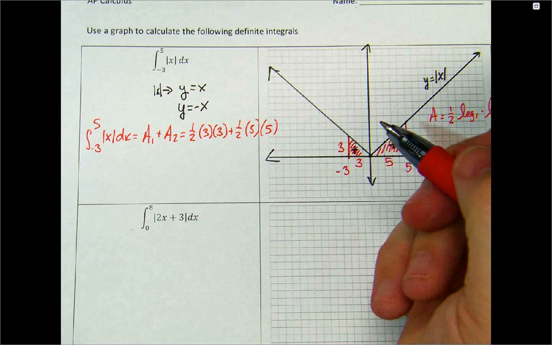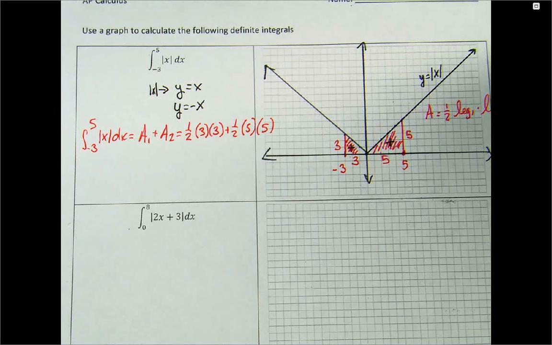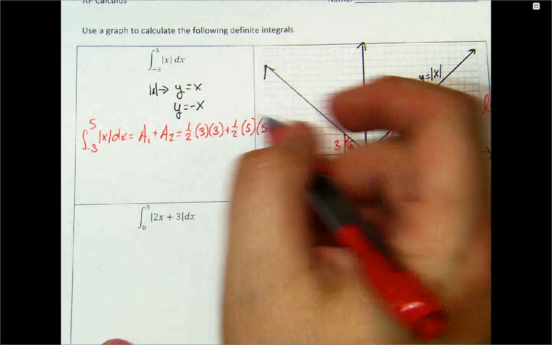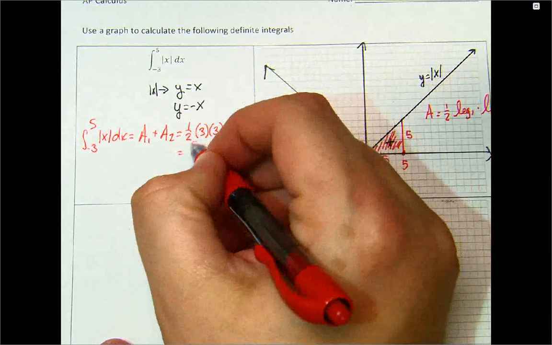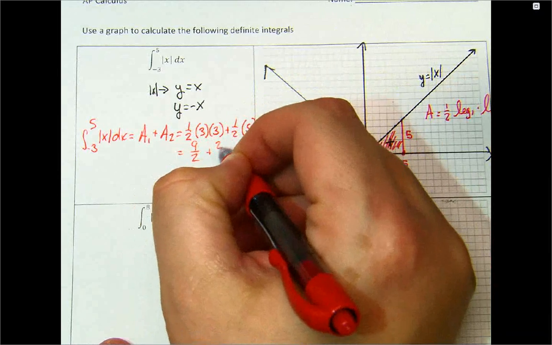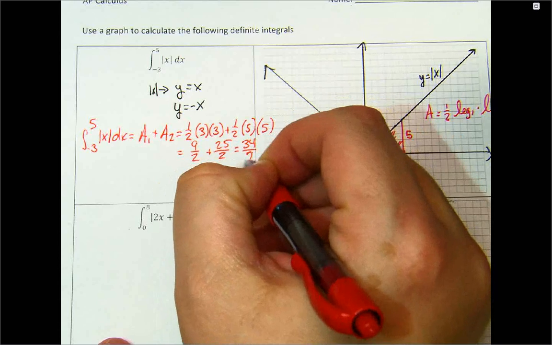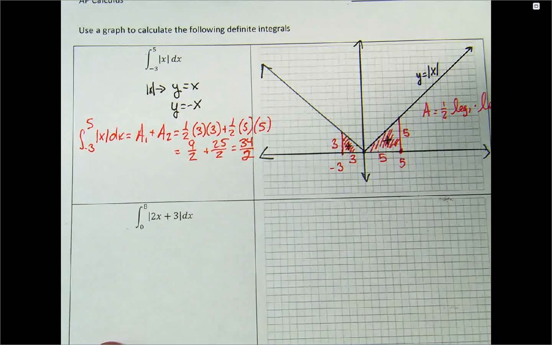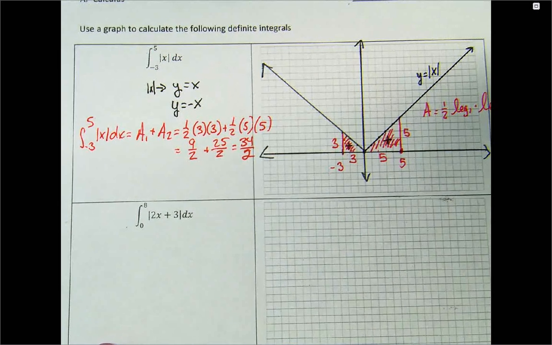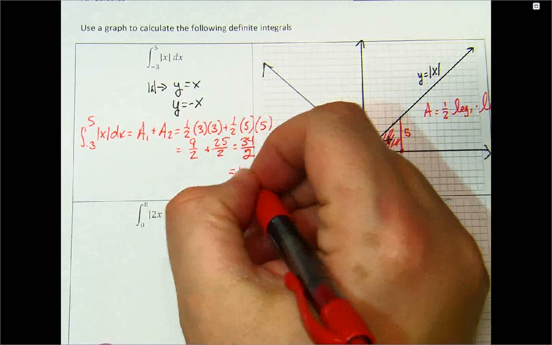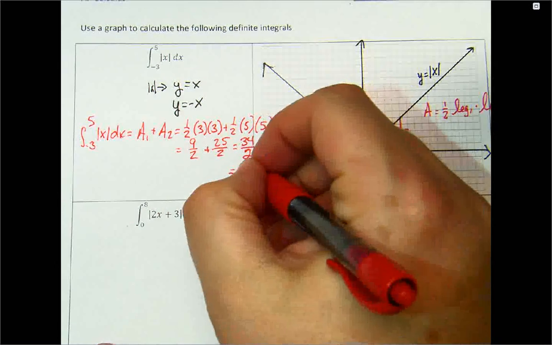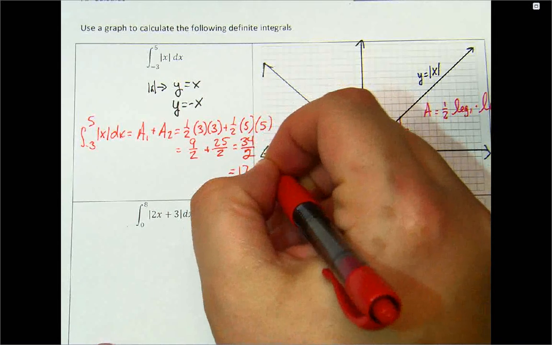So if we don't have a rule per se, we can actually figure out the areas by just figuring out geometric parts underneath it. Now this is going to be 9/2 plus 25/2, which is 34/2. Which is how much? 17. Or 17 units squared.